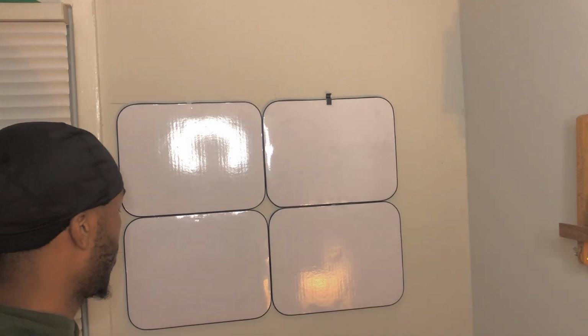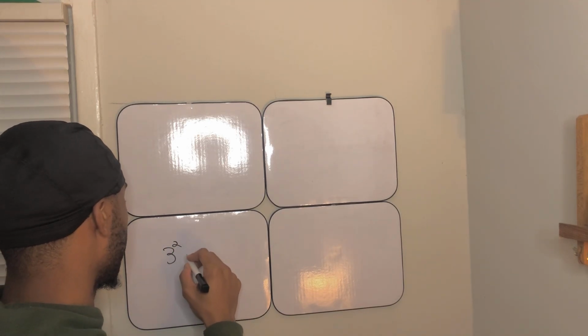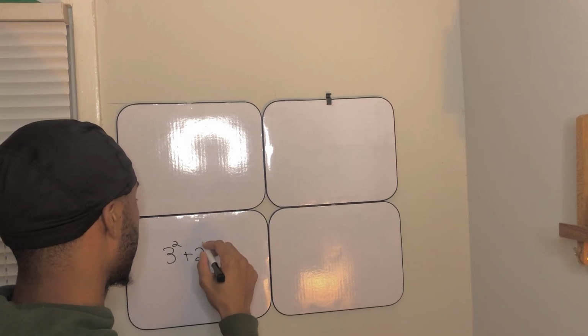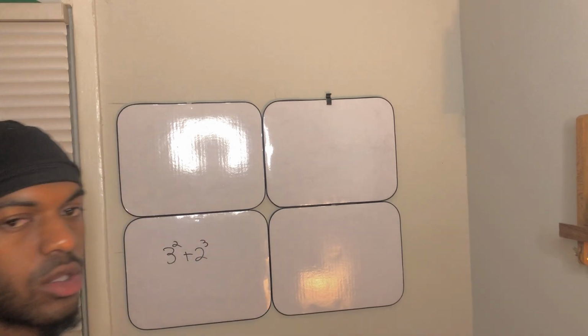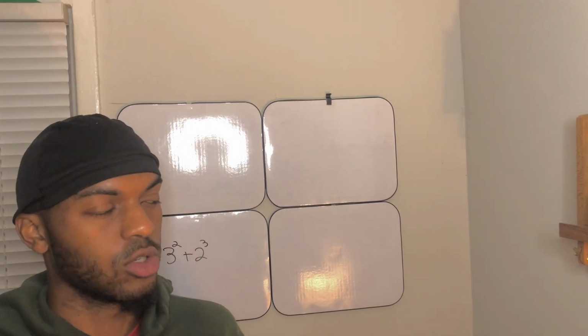Let's start with some examples. Let's say we got something like 3 squared plus 2 cubed. 3 squared plus 2 cubed. So when you're adding and subtracting exponents, the rule is the same as when you're multiplying. One thing that's gonna be a recurring theme while you're learning algebra.